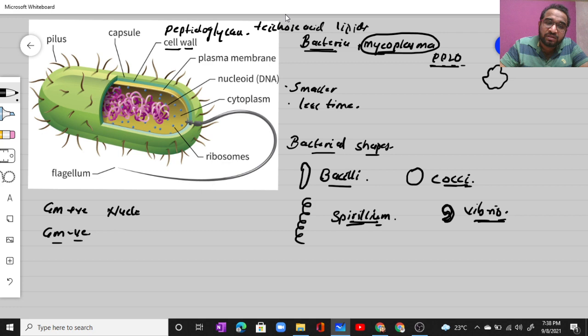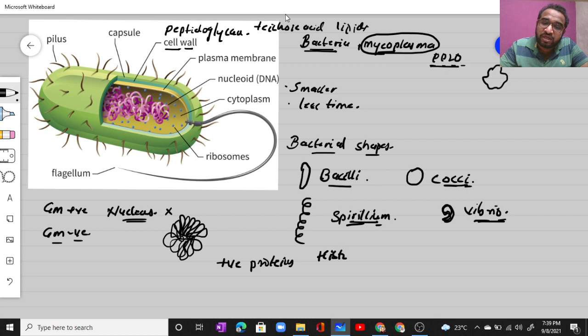Coming to the nucleus, the nucleus is absent, as we have discussed in the previous video. So what do they have? Their genetic material, their DNA, is tightly coiled around. Now the DNA is a negatively charged molecule, so if it has to be coiled around, it requires some attraction so that it can be coiled. So there are some positively charged proteins, and these positively charged proteins are called histone-like proteins.